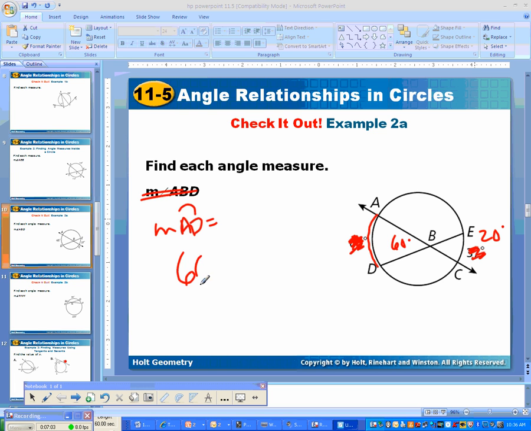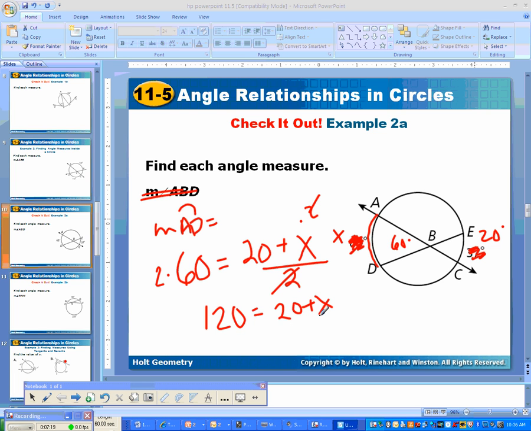So I could say that the angle equals arc 1 plus arc 2, we'll call that x, divided by 2. The opposite of dividing by 2 is multiplying by 2. So this is going to be 120. We multiply both sides by 2, and this cancels out. 120 equals 20 plus x. Then subtract 20, and I get x equals 100 degrees. So this arc is 100 degrees. Those are the two different types of questions I can ask you. I'm either going to give you the angle and ask for an arc, or give you the arcs and ask you for the angle.